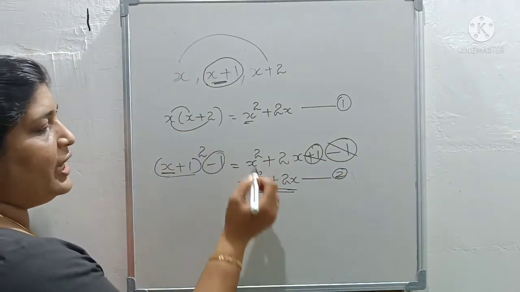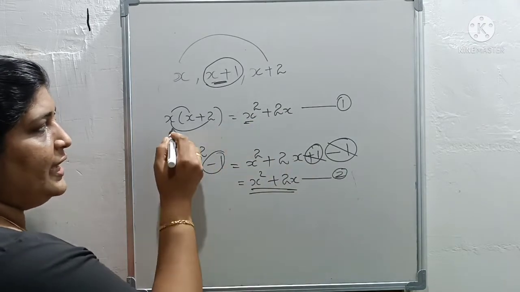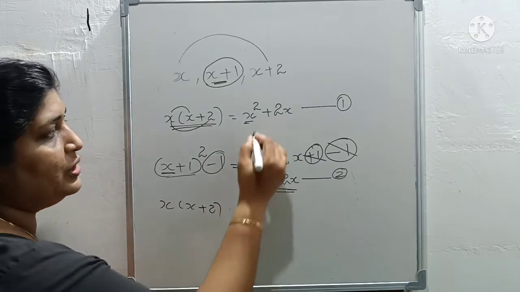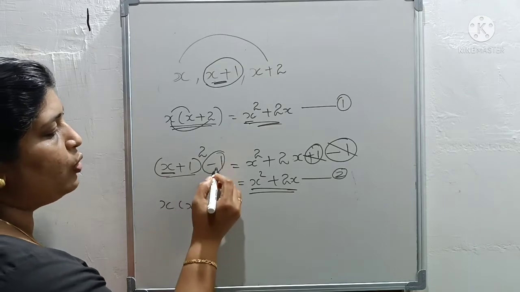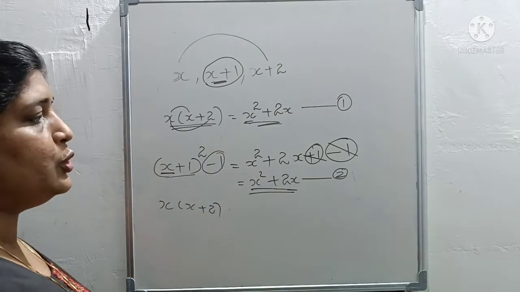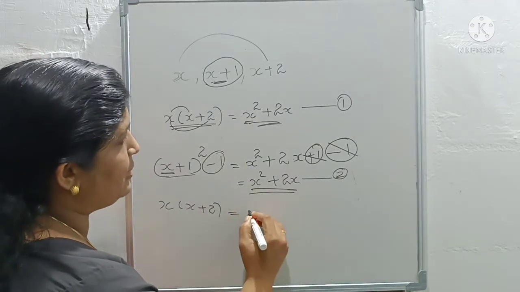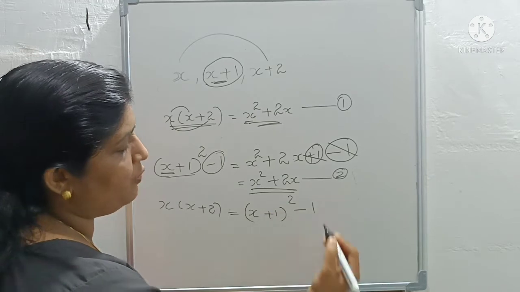So from equations 1 and 2, what do we observe? Here we have x into (x+2) is equal to x squared plus 2x. And here we have (x+1) whole squared minus 1 is also equal to x squared plus 2x. That means x into (x+2) is equal to (x+1) whole squared minus 1.